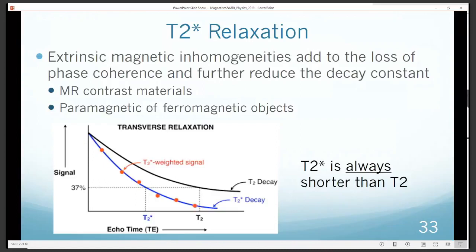The other things that can be happening are the susceptibility effects. I already talked about susceptibility of materials, and you know that most living tissue is diamagnetic. There can also be various other things in the body, in the tissue, which cause local magnetic inhomogeneities, and they will actually accelerate this dephasing process. And so instead of the signal decaying as T2, it'll decay as what we call T2 star. So T2 star includes the T2, but there are other processes involved. So T2 star is always shorter than T2.